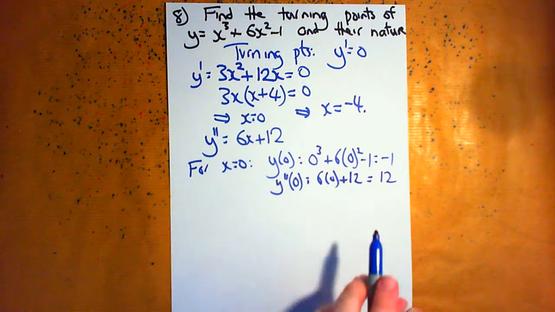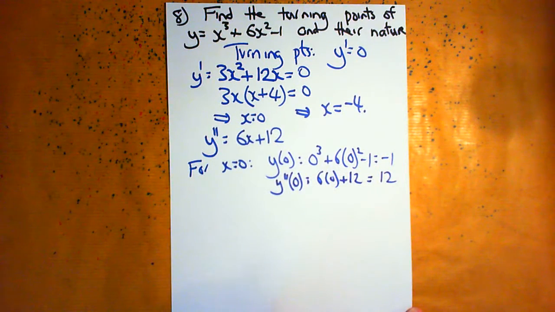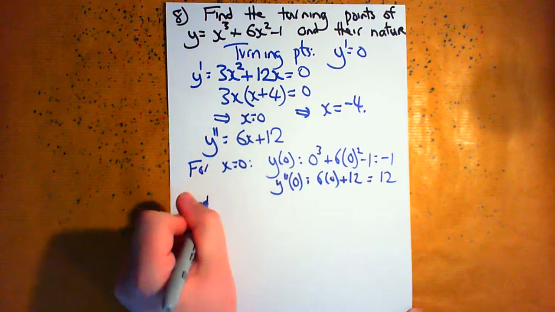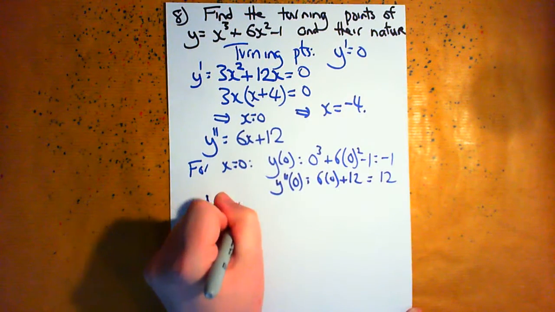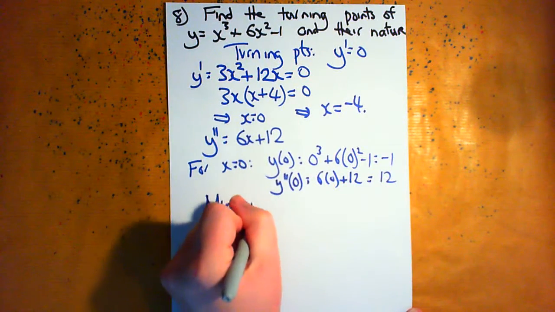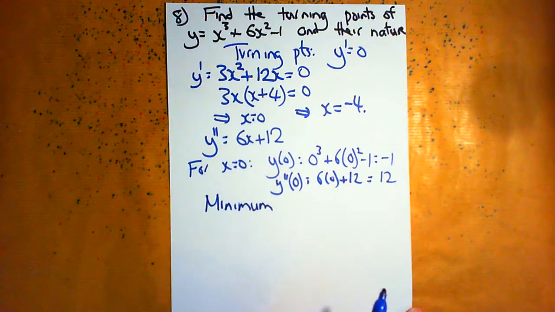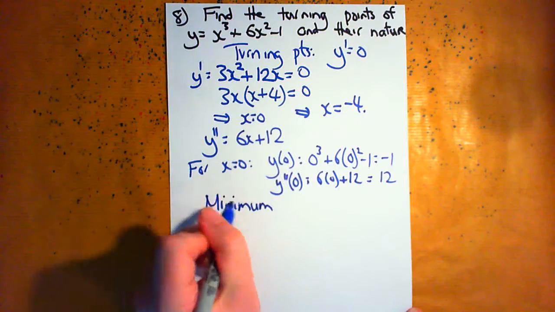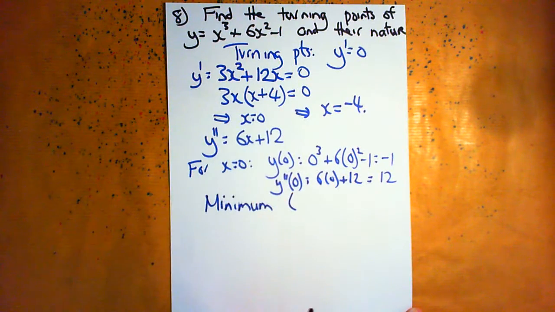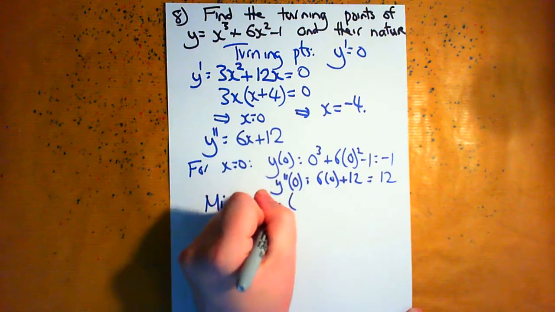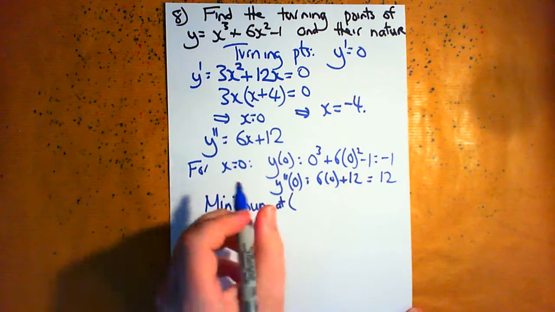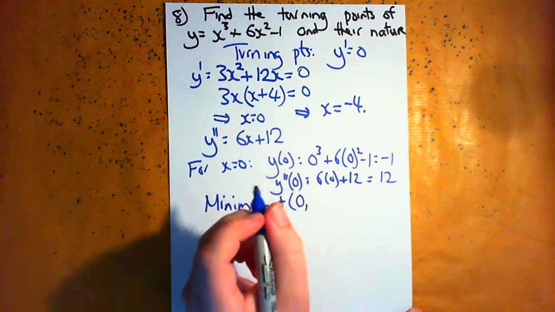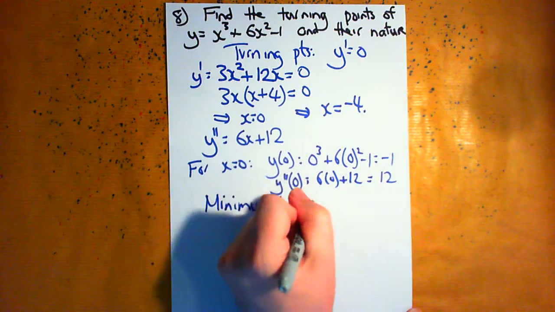Okay, so we got a positive answer from substituting 0 into the second derivative. Positive answer tells us that it is a minimum. If that was a negative number, it would be a maximum. I'm expecting to get a maximum at x equals negative 4, and you'll see how that shows up when we get there. So the minimum was at the coordinates of x equals 0 and y was negative 1.